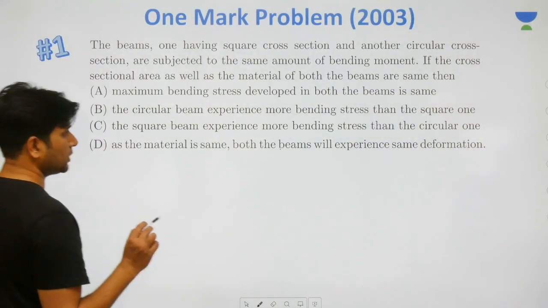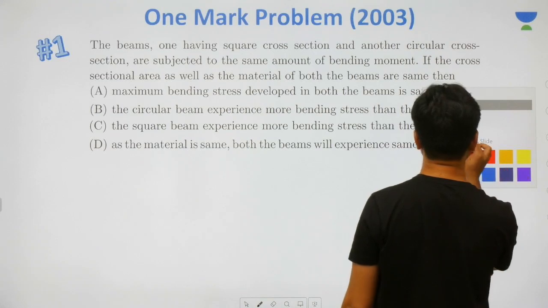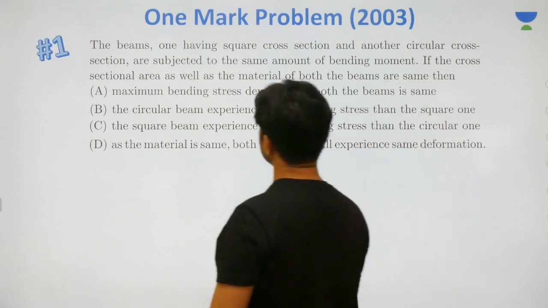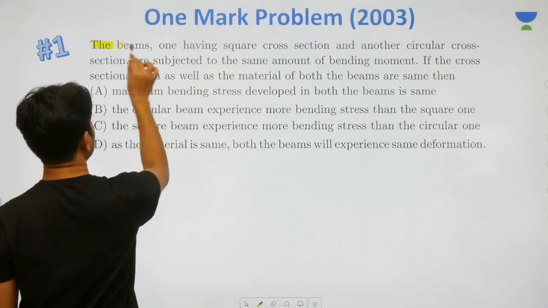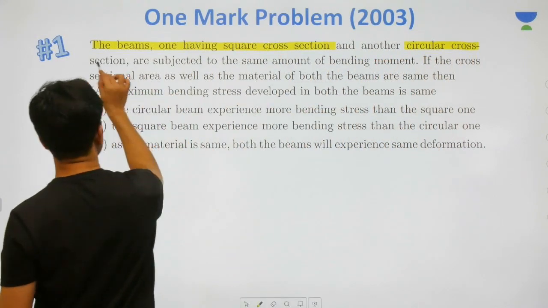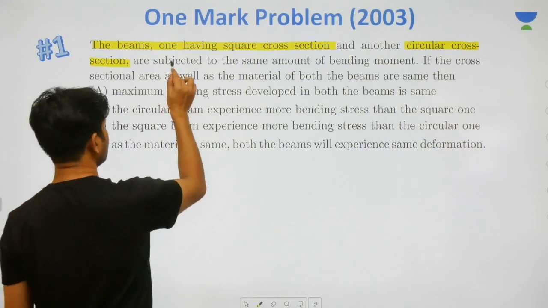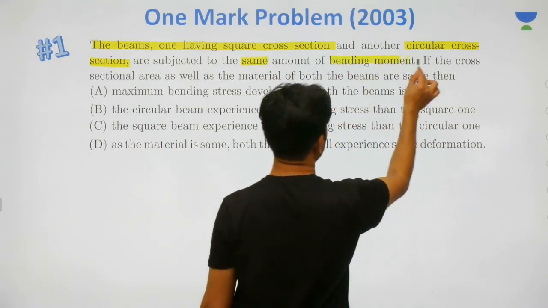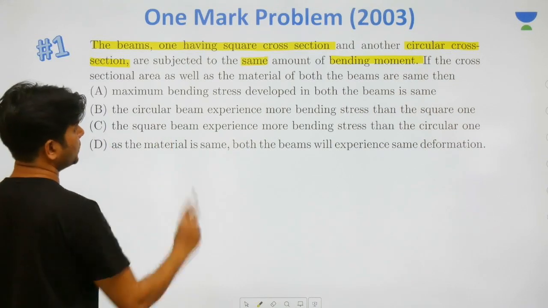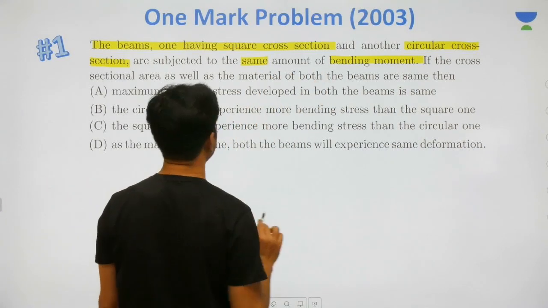As the very first problem, we have this 2003 problem. Let me describe this problem at the very first. We have, guys, two beams. One has a square cross section and another has a circular cross section, and they are subjected to the same bending moment.